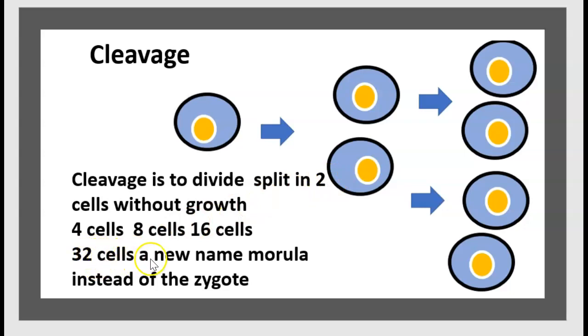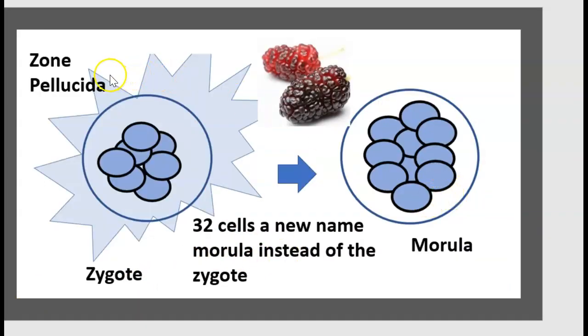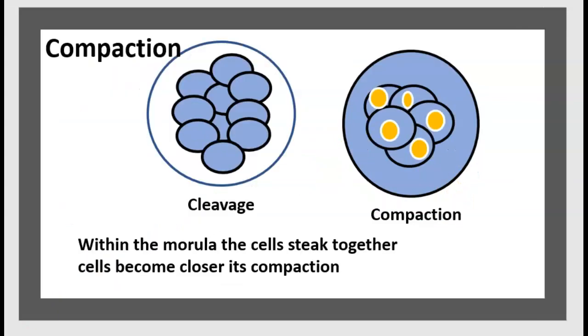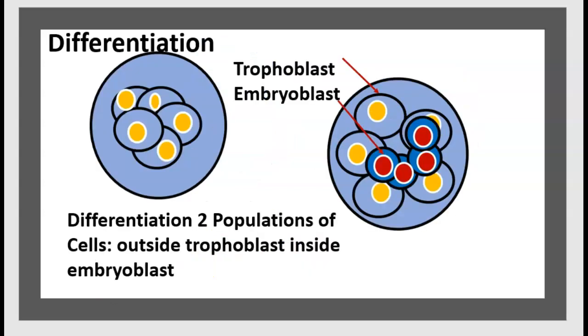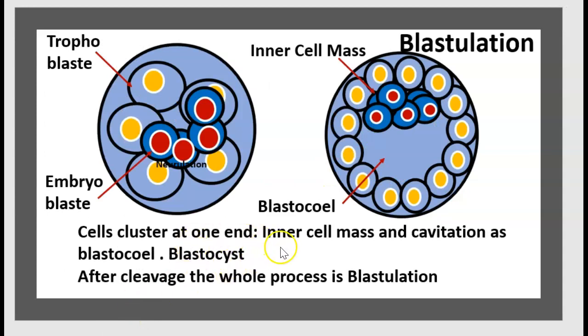At 32 cells, a new name is given: morula instead of zygote. With the morula, the zona pellucida disappears. Compaction. Within the morula, the cells stick together, cells become closer, it's compaction. Differentiation. Two populations of cells: outside is trophoblast, inside is embryoblast. Blastulation is the formation of the blastocele. This cavity is the blastocele, and these cells are the inner cell mass.